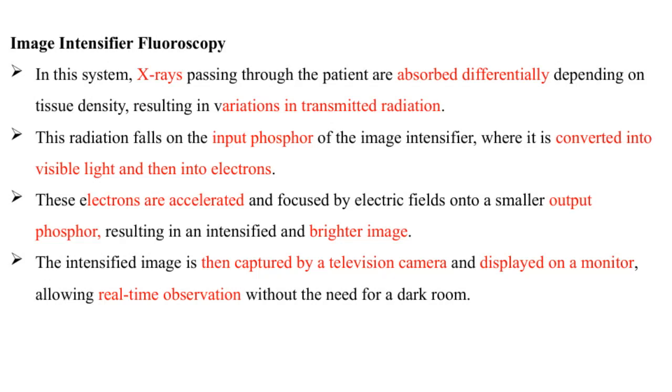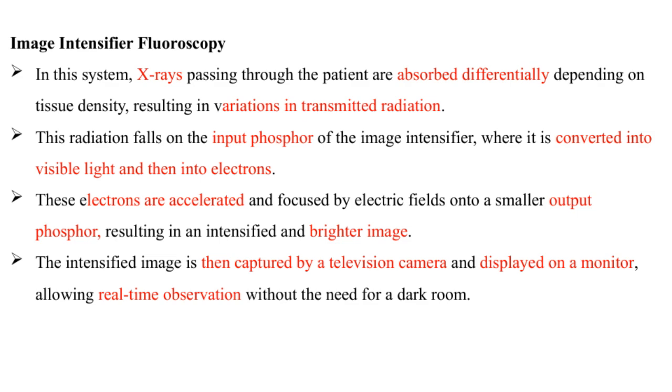Now, let's take a closer look at how the image intensifier fluoroscopy system works. When X-rays pass through the patient, they are absorbed differently depending on the tissue density. This means denser tissues like bone absorb more X-rays, while less dense tissues like soft tissue absorb less. As a result, we get variations in the amount of radiation that makes it through.